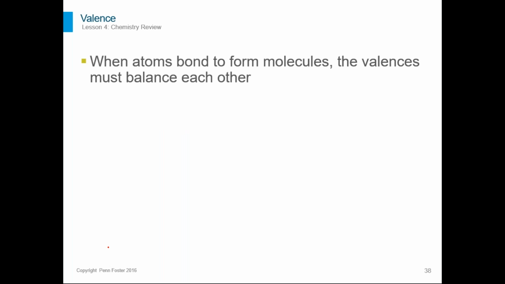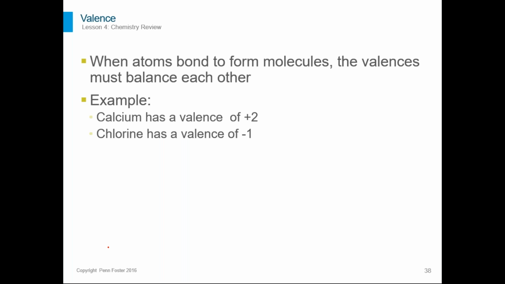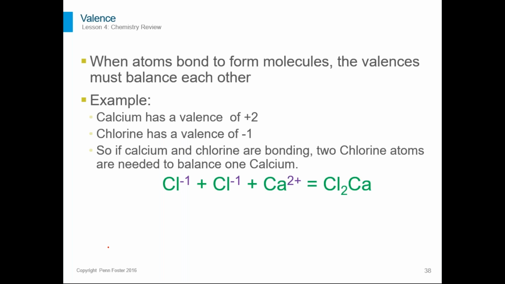When atoms bond to form molecules, the valences must balance each other. As an example, calcium has a valence of +2. Chlorine has a valence of -1. So if you try to put them together, you can't just have one calcium and one chlorine because that doesn't balance. You have +2 and -1. Those don't cancel out.